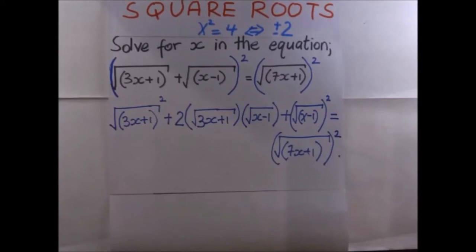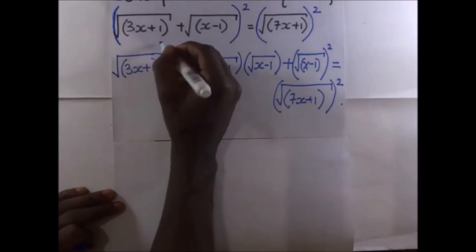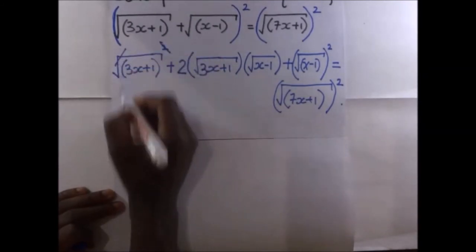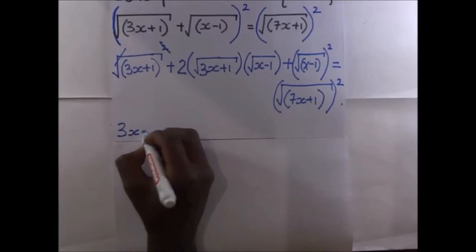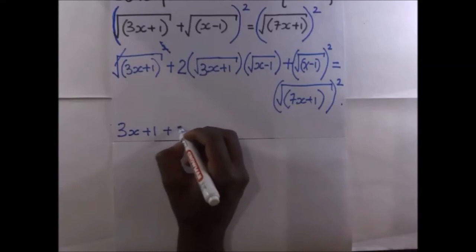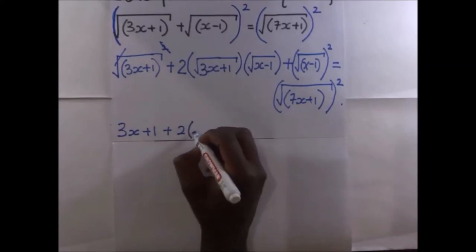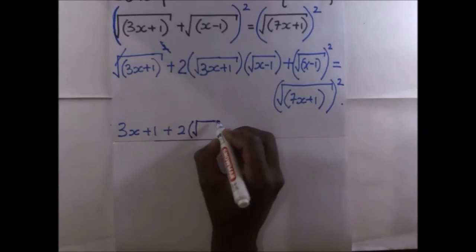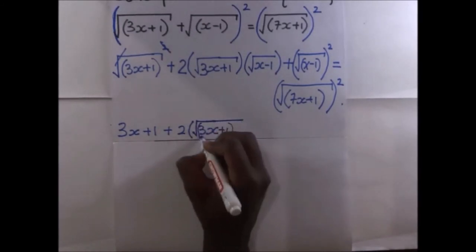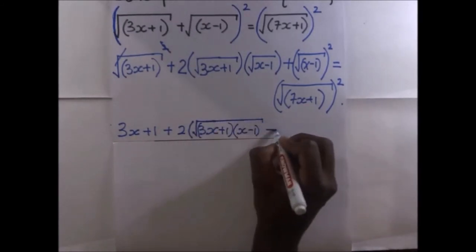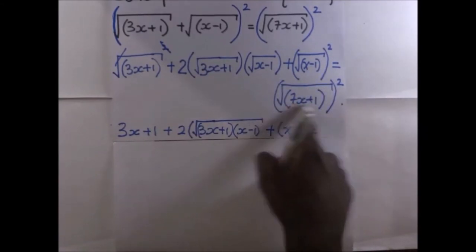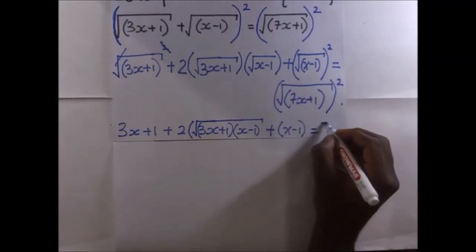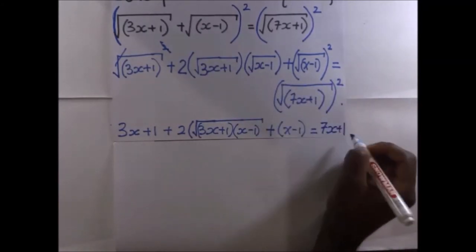So we go to our next step. This square root sign dies with that. So we are going to remain with 3x plus 1 plus 2 into that, plus that. It's going to give us this squared. This square root sign goes with that. It remains like that.